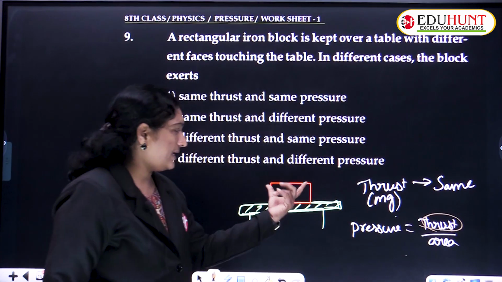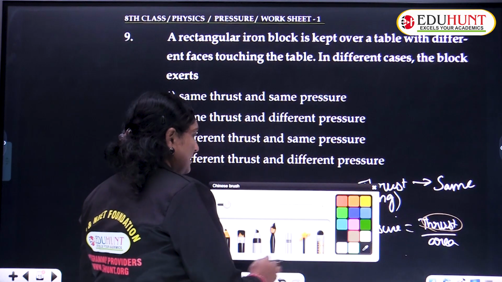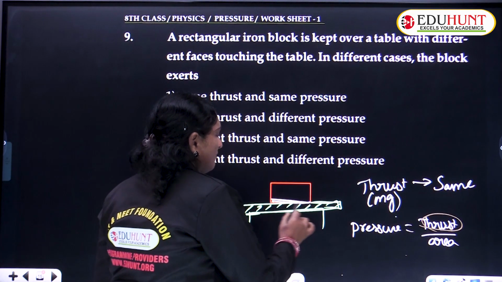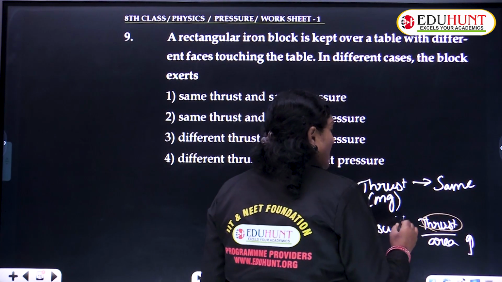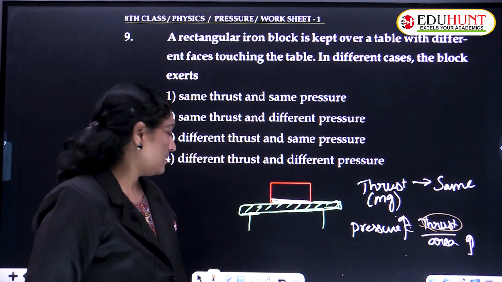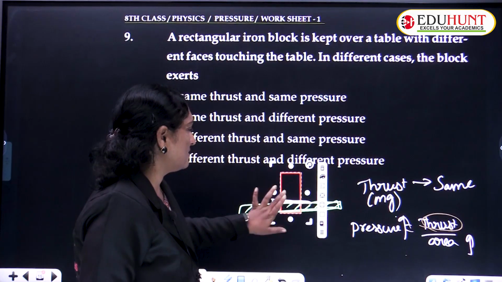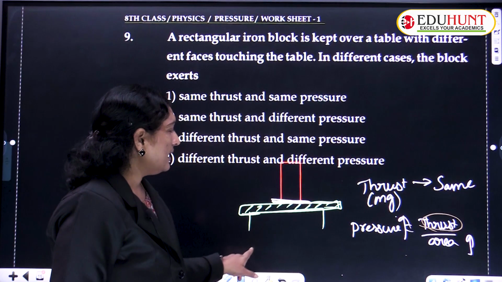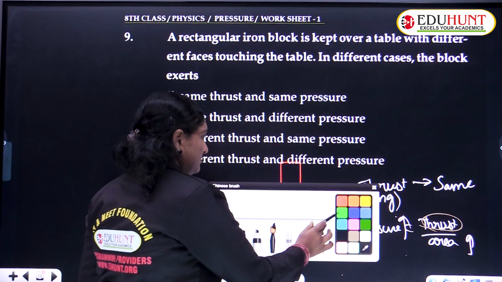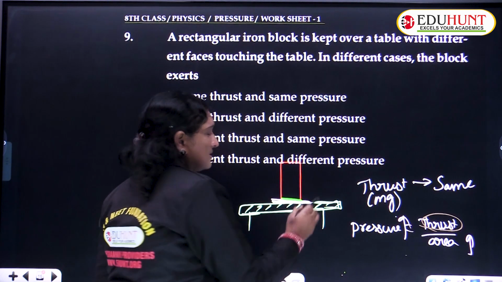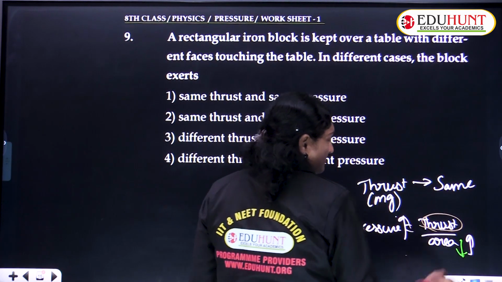If you keep the block in this direction, then the area of the contacting surface will be large, this much area of contact will be there. So larger area indicates large pressure. True? But the same thing, if the block is kept in this position, then what do you observe? It has less area of contact, very small area of contact. Only this much portion is in contact. In this case, the area of cross section is reduced.